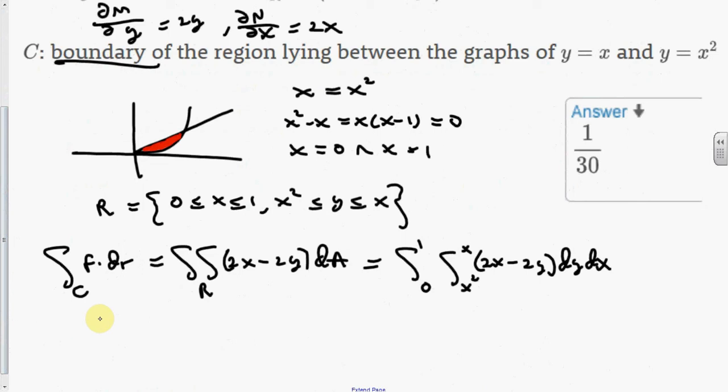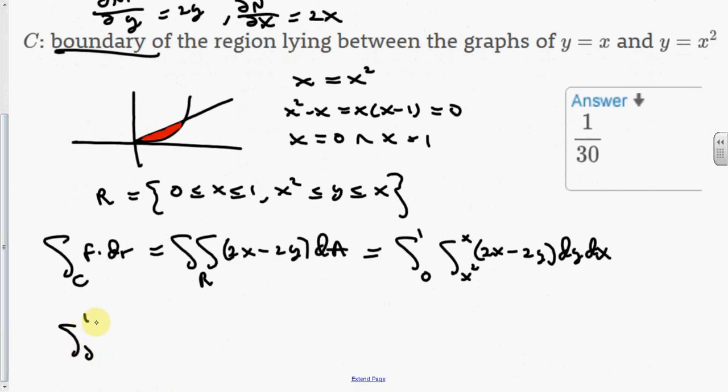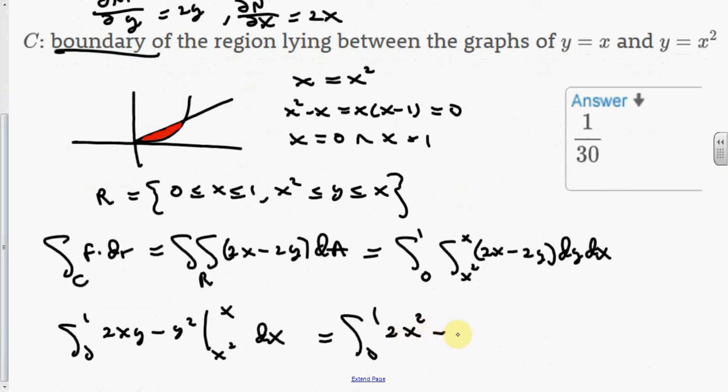So we first integrate with respect to y. This is the integral from 0 to 1 of 2xy minus y squared, where y is evaluated from x squared to x, dx. This is the integral from 0 to 1 of 2x squared minus x squared, and then minus 2x times x squared plus y, which is x squared to be squared, we get x to the 4, dx.